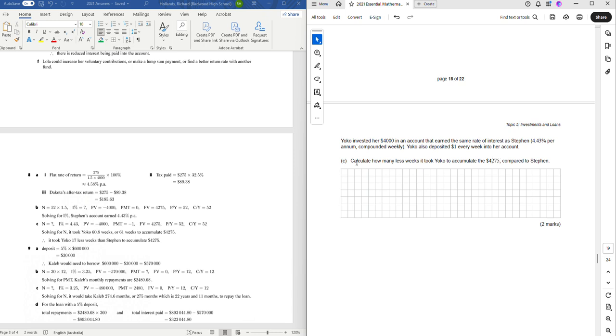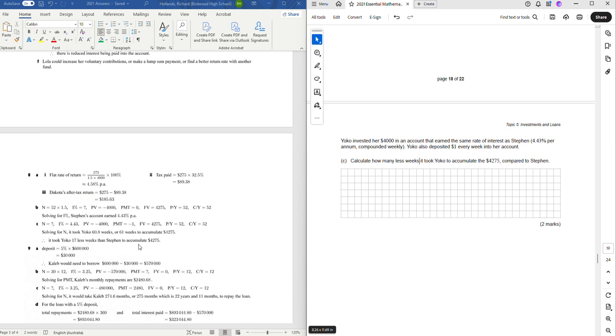This is where we're trying to find N. How many fewer weeks? All right. N is our question mark. I is our interest rate. Payment is just $1 every week. Present value is minus $1. Future value we know is $4,275. Payments per year and compounding periods per year are 52. So that tells us it took 60.8 weeks, or 61 weeks, to accumulate $4,275.